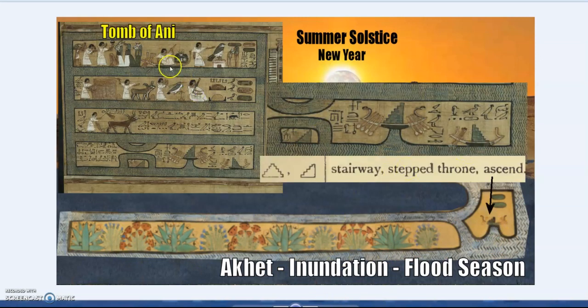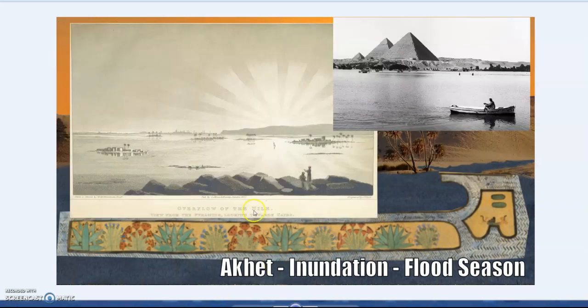So here's a better image from the tomb of Ani. We can see canals, yes, flood, Akhet. Also the stairway means to ascend, to rise. And we see again, literally it's describing this system of canals and lakes and rising and needing to go onto a mound to survive, otherwise you've got to drown. So here's a picture of the flood.